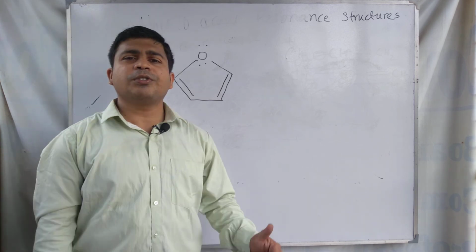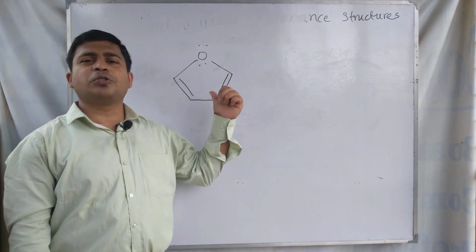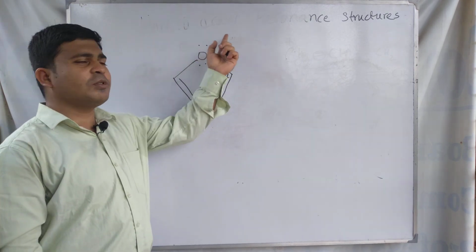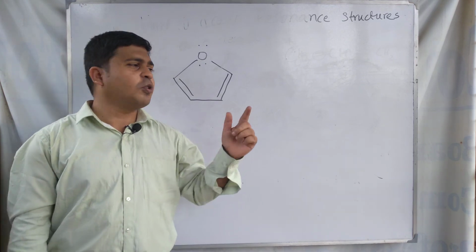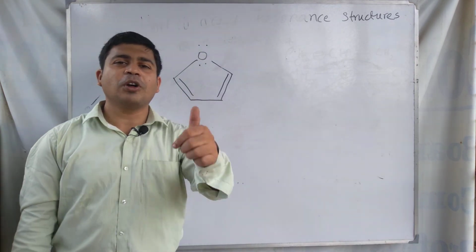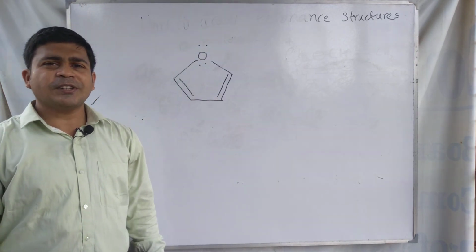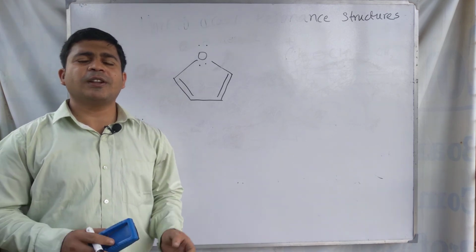Okay, so this is your homework. You should try to draw the resonance structures of this molecule furan. Okay, this is your homework. You try to draw the resonance structures of this molecule right now. So that's it. That is about the resonance structures drawing.